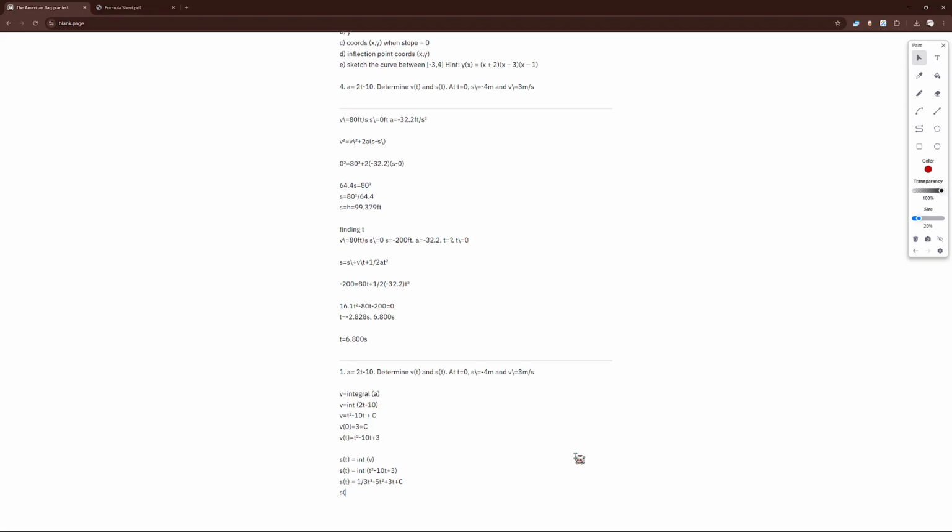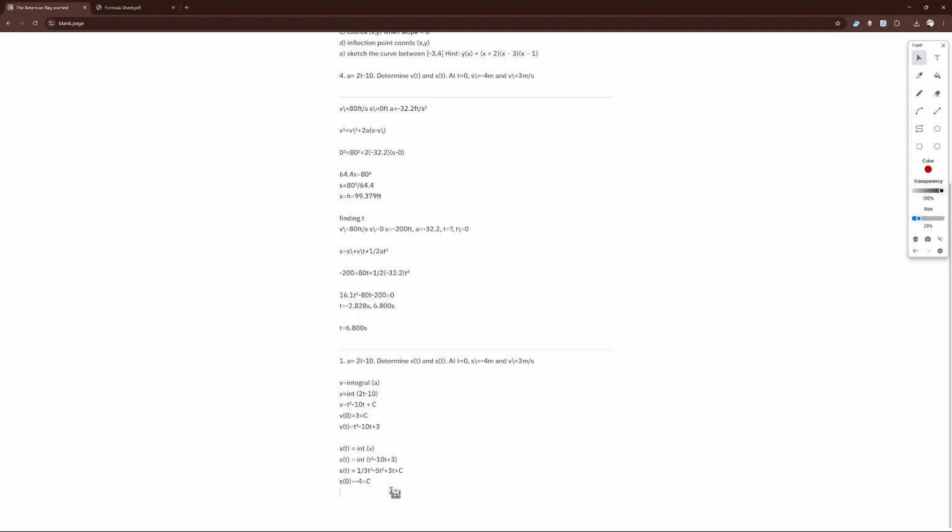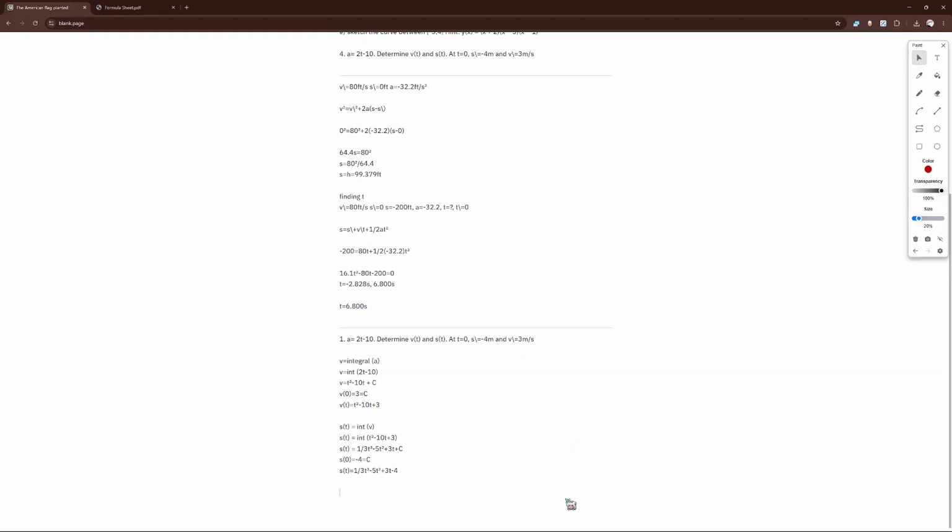And again, we plug in our condition, at t equals 0 s is equal to negative 4, which is equal to c if we plug in t equals 0. So we have s of t is equal to a third t cubed minus 5t squared plus 3t minus 4. That's supposed to be a 3. There, minus 4. Okay. And that's the question. That's all there is to it. This one's really easy. Okay. Now on to the next question.